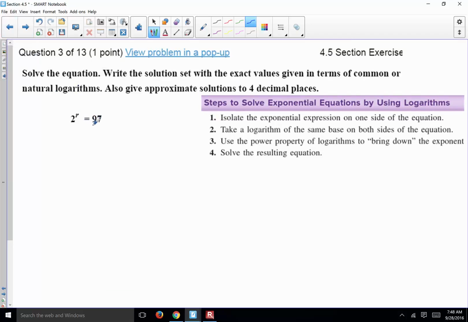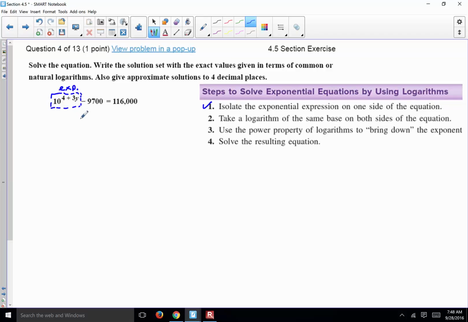Pretty simple one compared to our new question. Only one exponential, already isolated, set equal to a number. This is a little bit more work because you need to get this by itself, but it's not too bad. All you need to do is bring this 9,700 from left to right. Simply either flip the sign or add to both sides. 9,700.